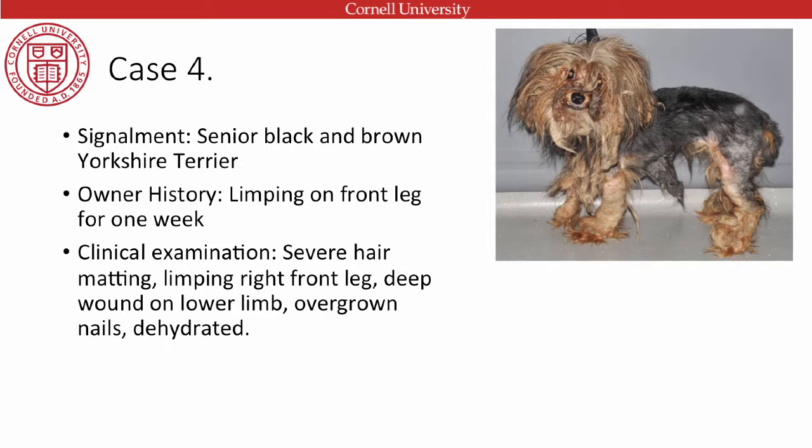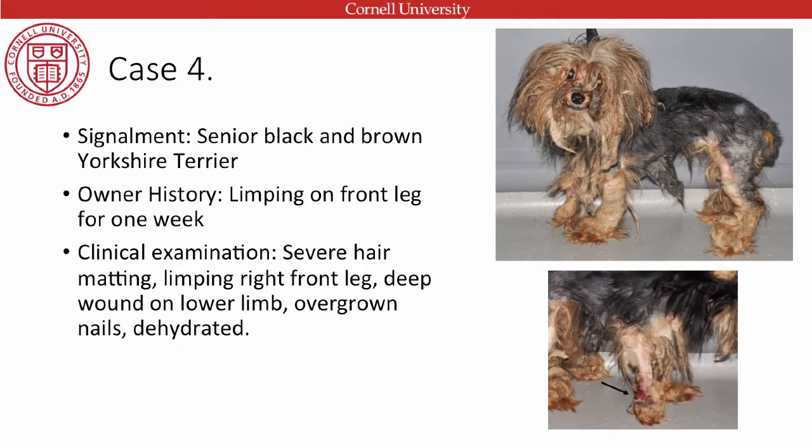Okay. Moving on to this little girl. So this is a senior black and brown Yorkshire Terrier. Owner reports limping on the front leg for 1 week. She's a little bit unkempt, isn't she? Clinical examination: severe hair matting, limping in the right front leg, and she has a deep wound in her lower limb, overgrown nails, and she was moderately dehydrated. So they decided to evaluate this area with radiograph to see what was going on and what this chronic wound looked like underneath.